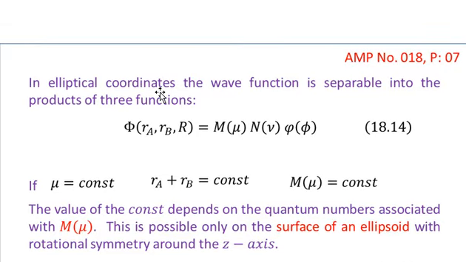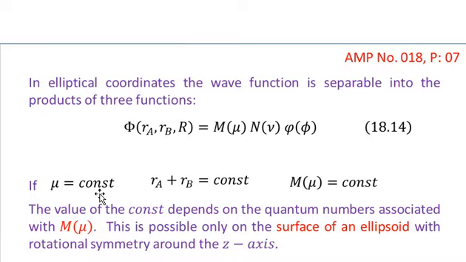In elliptical coordinates, the wave function is separable into the product of three functions. So you see that this is the beautiful quality of this system: since we have converted our system into the elliptical coordinate system, we can separate out the wave function into three parts. That is, phi as a function of Ra, Rb, and capital R can be written as M of mu times N of nu times phi. That is, we have three functions, capital M, capital N, and phi. Capital M is a function of mu, capital N is a function of nu, and phi is a function of phi.